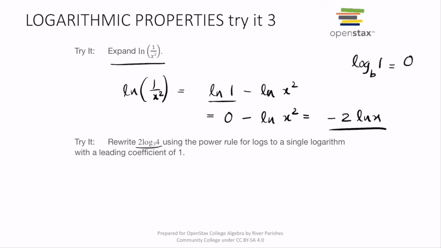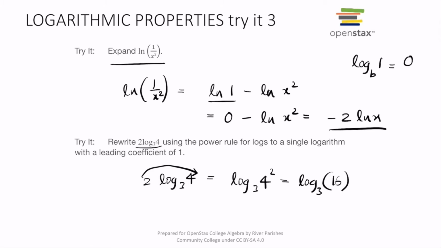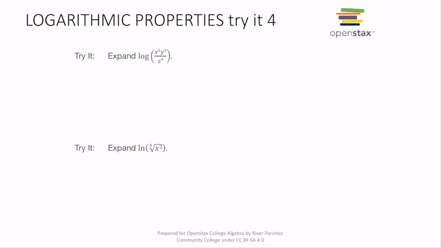Here they're asking us to rewrite this value. How would you rewrite this? We have 2 log base 3 of 4. So put the power back onto the 4. You get log base 3 of 4 square. So we can write it as a single value, log base 3 of 4 square, which is 16. Use the same principle now and try to solve these equations.